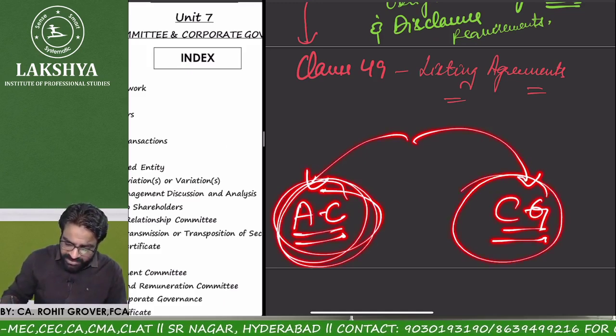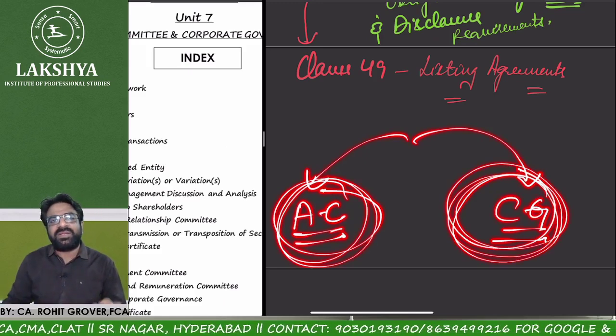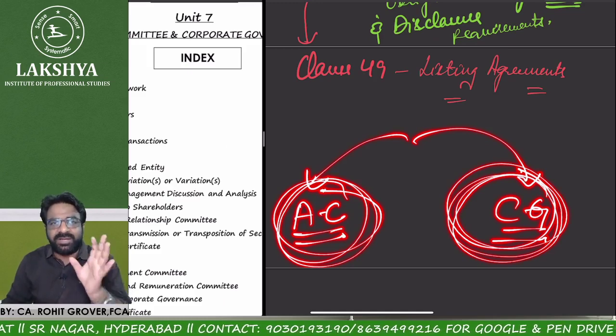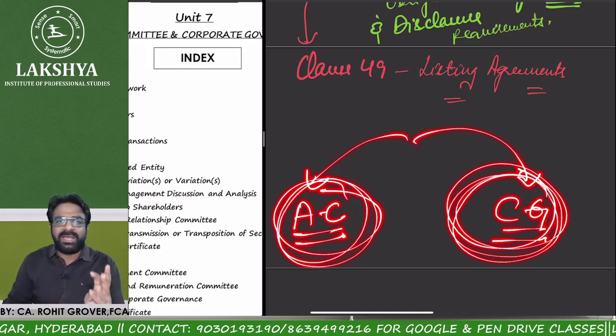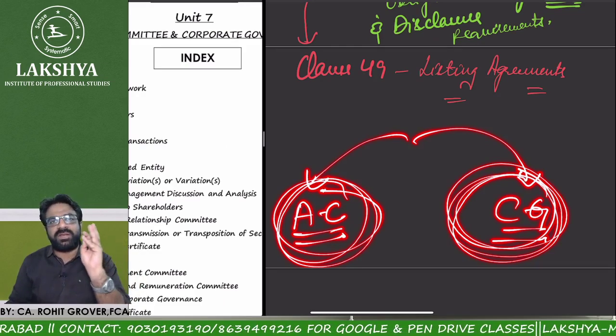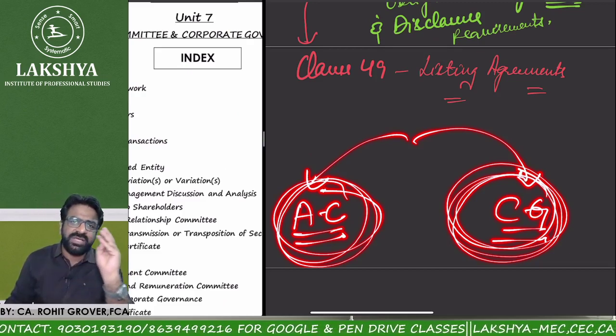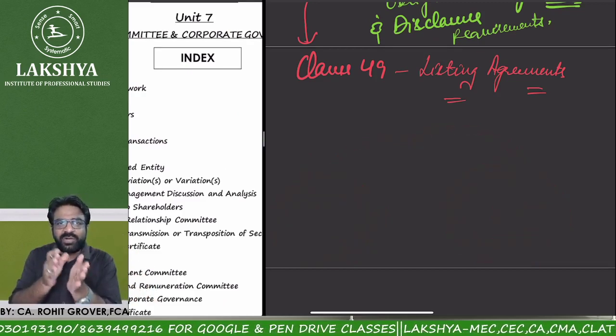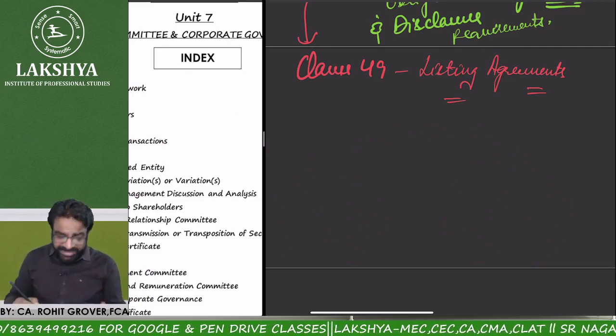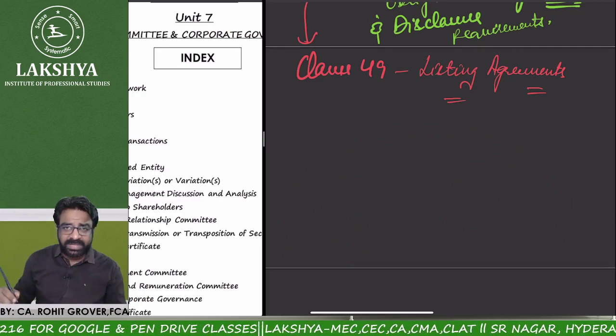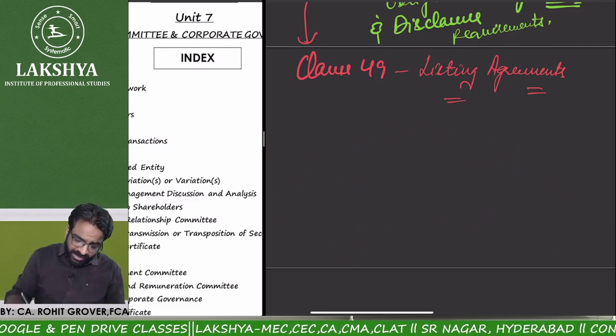And corporate governance means, other than the audit committee, what are the other obligations of the listed entities, like how many independent directors should be on the board of directors, what should be the remuneration paid to the executive directors and non-executive directors. So that is called corporate governance. Now, let us first understand what audit committee is all about. I already gave you an idea.